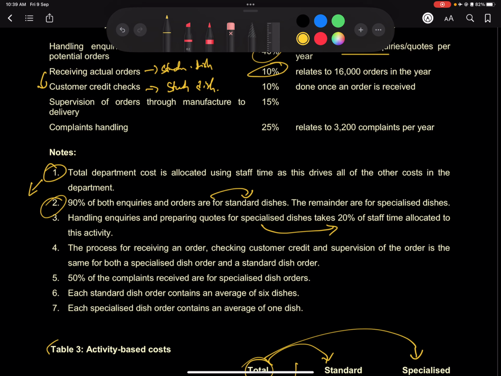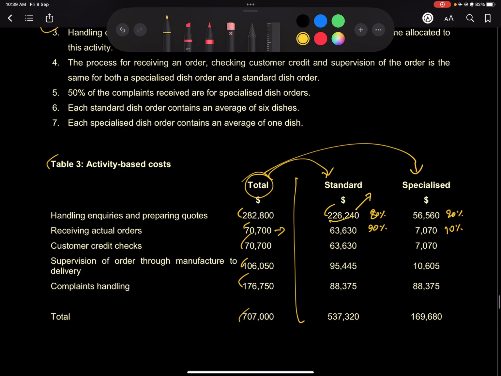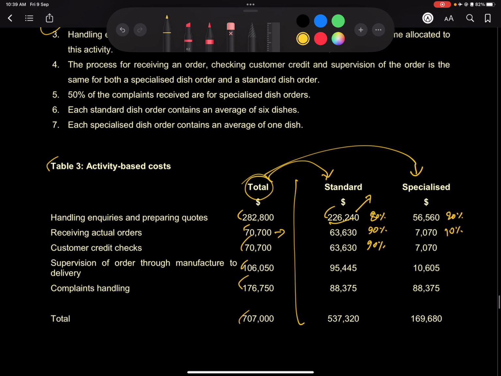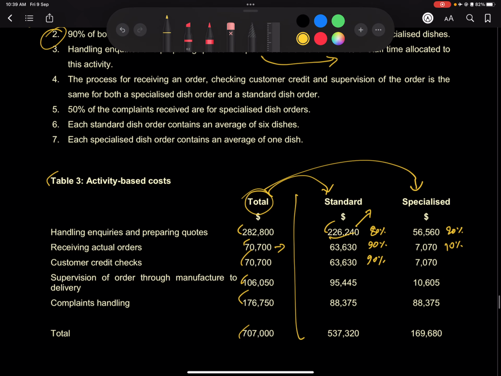for something else, for purchasing, let's say, the standard dish. So it has to be logical. It has to be the same product. So that's why we can just allocate it based on the same proportion. Okay, so based on 90%. So how did I conclude that it's going to be 90%?